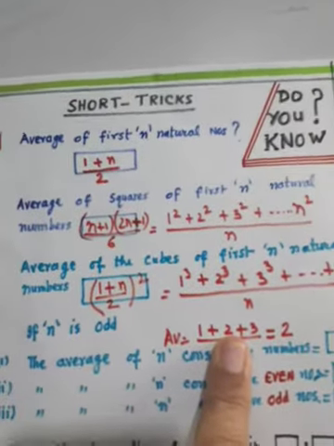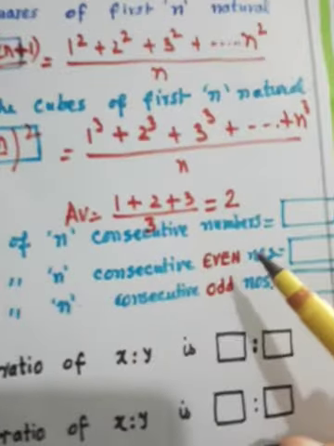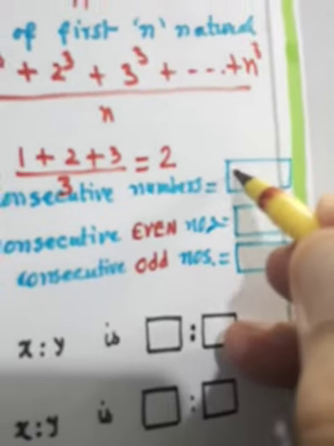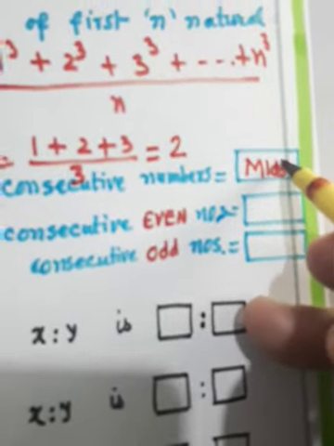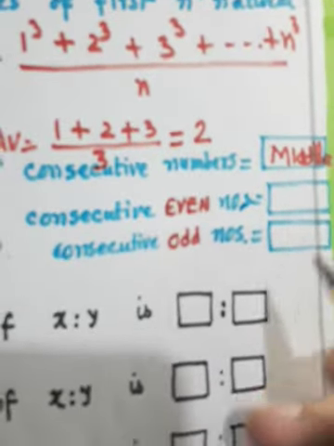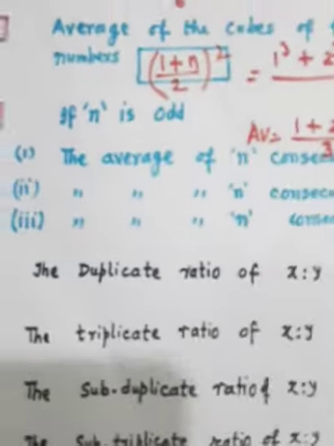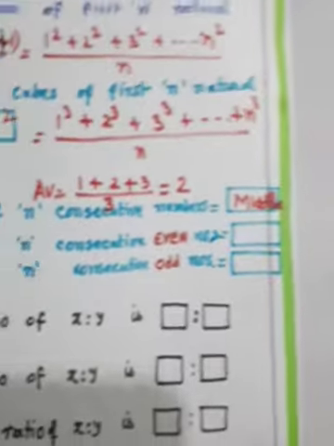So what you have seen, it is the middle term. Average is always the middle term. So now the trick is, the average of n consecutive numbers is the middle term. If you have to find the average of n consecutive even numbers, then also the answer will be the middle term.